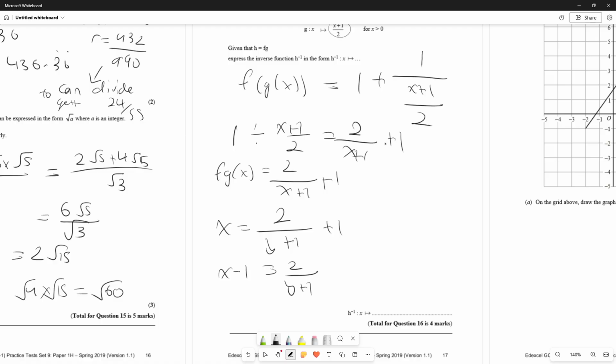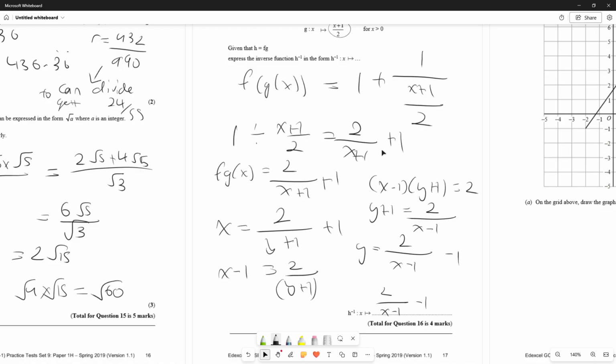Here's what we do next. This might seem a bit tricky, but I hope you can understand. If we times by y plus 1, we get x minus 1 times y plus 1 is equal to 2. Now, we want to get y by itself, so we need to get rid of this by dividing. So y plus 1 is equal to 2 over x minus 1. And now we can subtract 1 to get y by itself. And that will be your answer, so we just write that here. Do not write y equals, you will lose marks, trust me. Just write the right side of the equation. Okay.